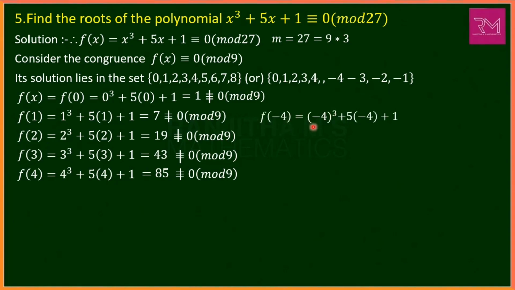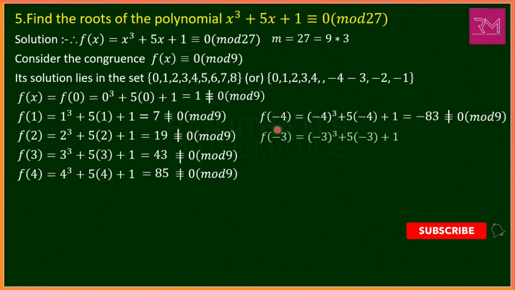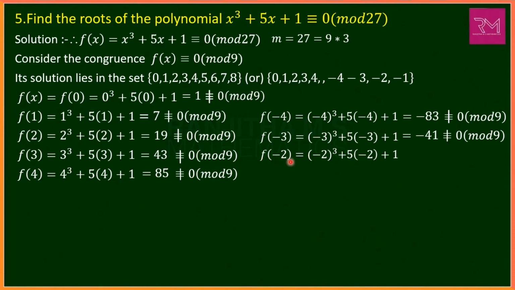That is, if we substitute minus 4, we get minus 4 whole cube plus 5 into minus 4 plus 1. We get a value as minus 83, which is not congruent to 0 mod 9. In a similar way, we substitute x is equal to minus 3, that is minus 3 whole cube plus 5 into minus 3 plus 1, which is equal to minus 41, which is not congruent to 0 mod 9. Similarly, f of minus 2, that is minus 2 whole cube plus 5 into minus 2 plus 1, which is equal to minus 17, which is not congruent to 0 mod 9 because 9 does not divide minus 17.